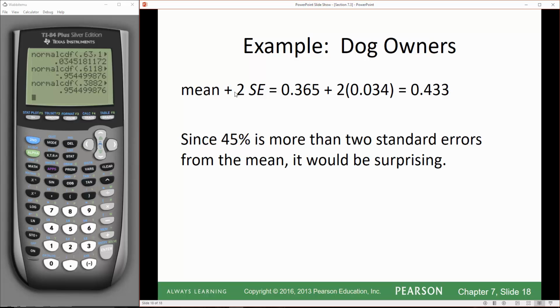So if I take the mean plus two standard deviations, I end up getting 0.433. So 45% is more than two standard errors from the mean, so it would be very surprising. 95% of my data is going to be between two standard deviations, so something bigger than that would be very surprising.